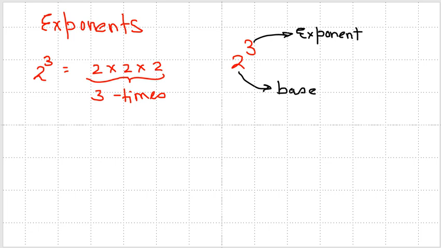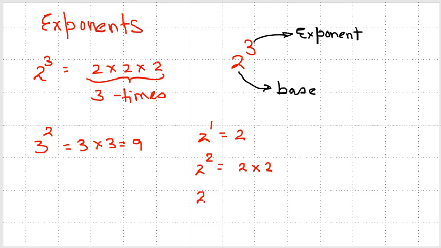So let's give some more examples. Let's take a different example. 3 to the power 2 is simply 3 times 3, which equals 9. Well, let's say 2 to the power 1 equals 2 multiplied just one time. 2 to the power 2 equals 2 multiplied by 2 twice. 2 to the power 3 equals 2 times 2 times 2, 3 times. And then finally 2 to the power 4 equals 2 times 2 times 2 times 2.